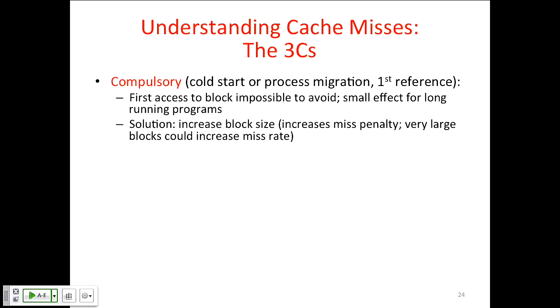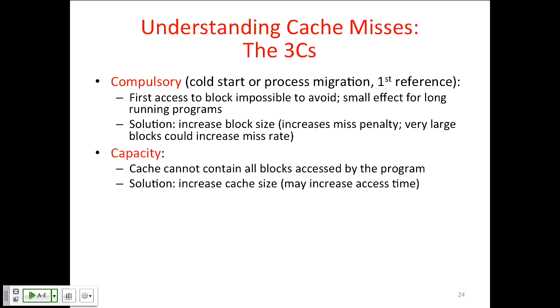Now, it's pretty much difficult to avoid having a compulsory miss, hence the name. But for long-running programs, it really has a small effect, right? So the things you access a lot, you do access a lot, and the cost of the initial access is amortized over all the other accesses you make to it. So compulsory misses are usually a small effect on performance.